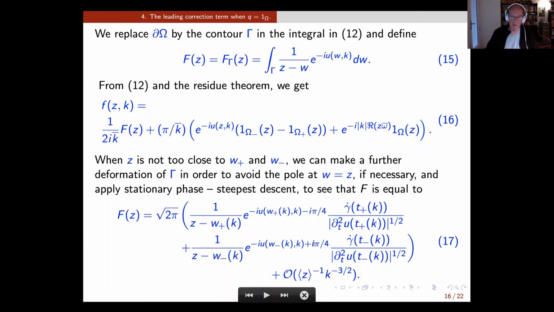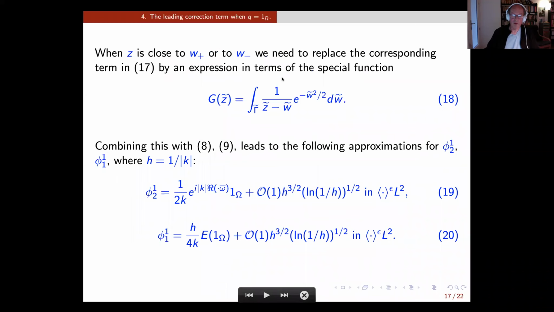But this region can also be studied. But then we need a special function. I don't know if this is a classical special function. Maybe it can be reduced to some. So I introduce this special function here.